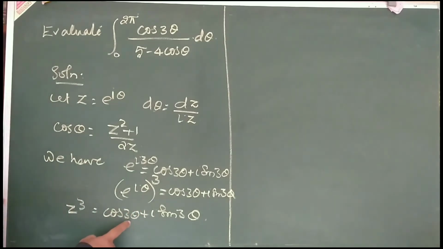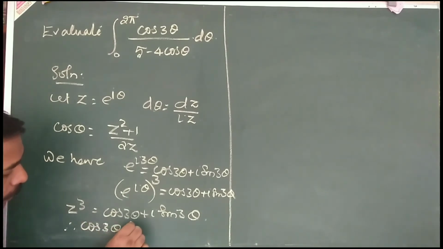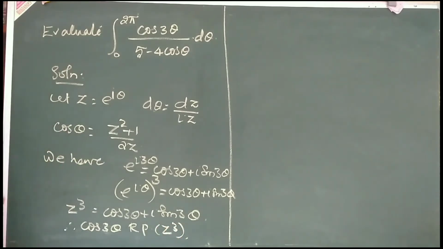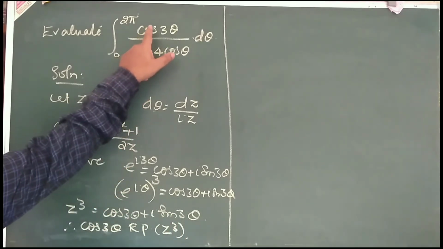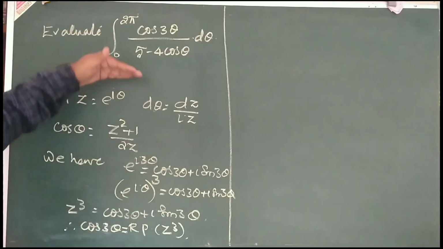So, what is cos 3 theta? This is the real part of this equation. Therefore, cos 3 theta is equal to the real part of z cube, because the real part is cos 3 theta and the imaginary part is sin 3 theta. But we need only the cos 3 theta. Therefore, cos 3 theta is equal to the real part of z cube. Okay, now we can substitute all this in this equation.